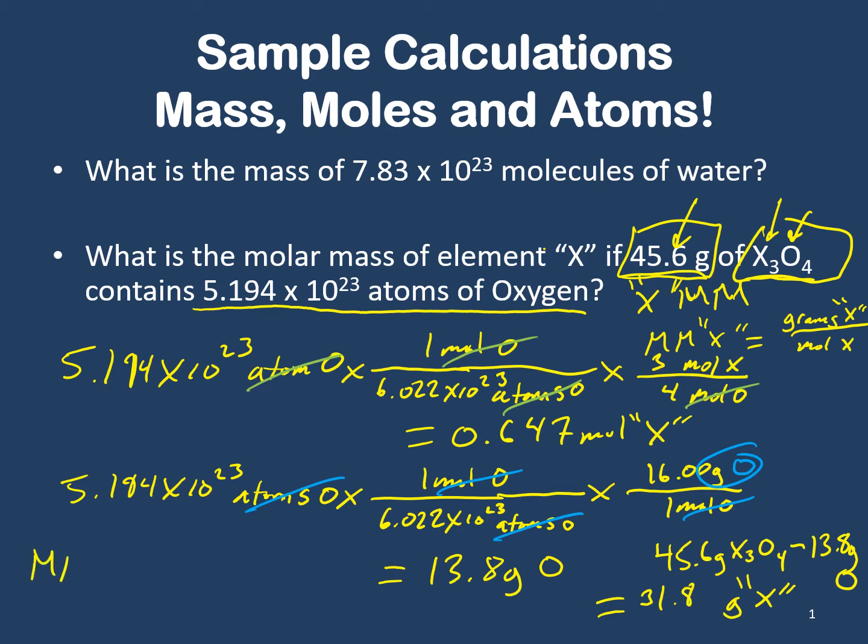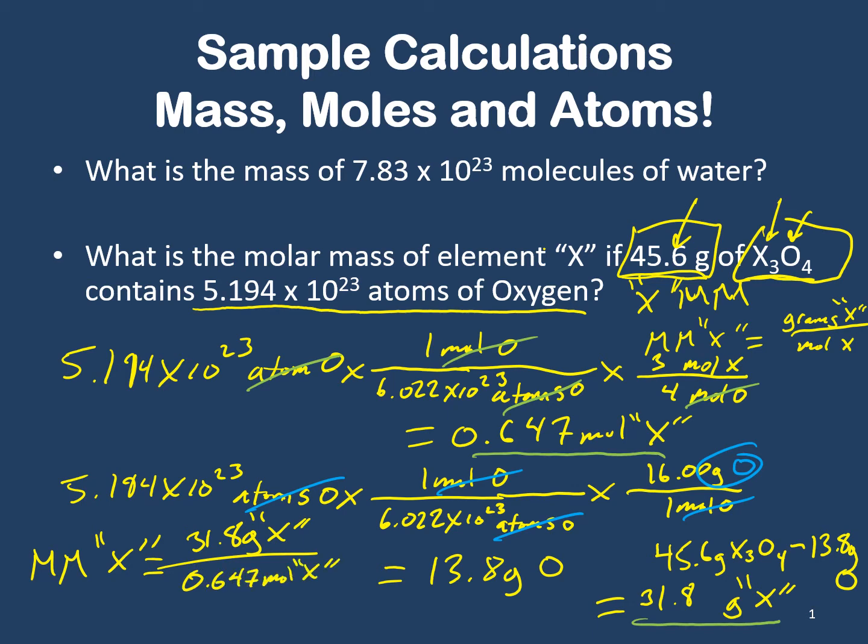Finally, now I can calculate my molar mass of X. I already calculated moles of X, which we have here, and now I have grams of X, so I just need to divide these two values: 31.8 grams of X per 0.647 moles of X. If we divide that out, I get my molar mass, which is 49.15 grams per mole.